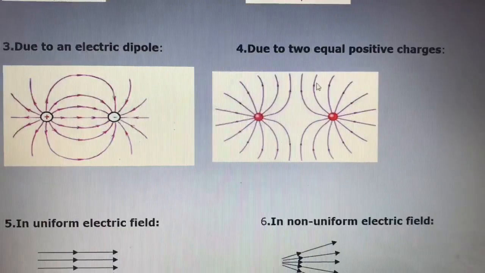And the next concept, due to two equal positive charges or due to two equal negative charges. This diagram shows field lines of two equal positive point charges. The lines of force seem to exert lateral pressure as if the two charges are pushed away from each other. This explains the repulsion between like charges.